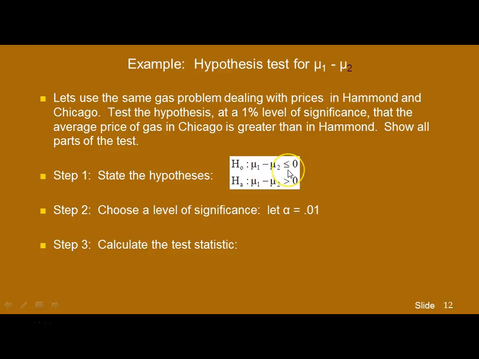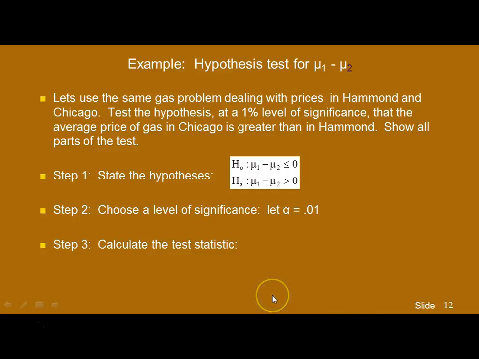The null will be that there is no difference, or we could say less than or equal to. Again, the less than is not the important part of this null hypothesis, it's the equals part that we're mainly interested in. If mu1 minus mu2 equals 0, it would say the two means are equal.